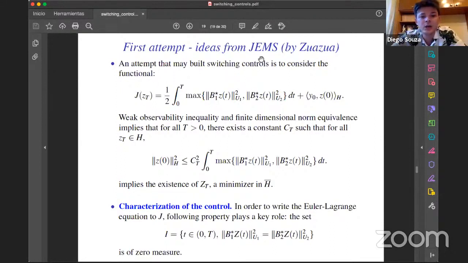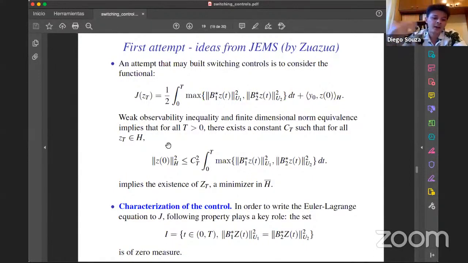So he considered this other functional in which he replaced the square norm here by this maximum. Okay, so if we assume the observability inequality, that the system is null controllable with any of the two controls, and we use the equivalence between all the norms in the finite dimensional framework, we see that the weak observability implies this switching observability inequality. Let's call it like that. And this switching observability inequality is enough to prove the coercivity of this functional, and the coercivity of this functional plus some hypothesis implies the existence of a minimizer for this functional.